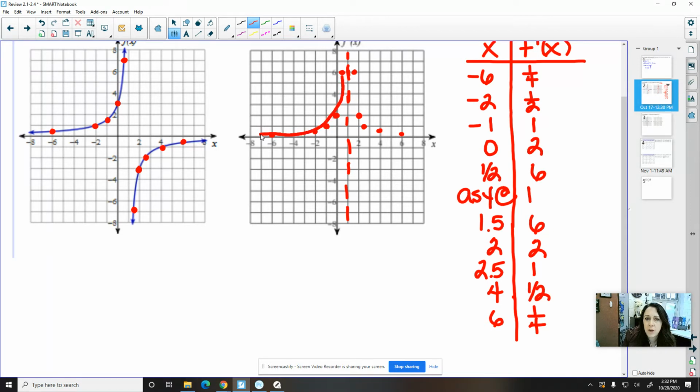Keep in mind I'm using my airliner, which is really hard to draw on. Okay, you get the idea. It kind of looks like a reciprocal function like what we have over here, but this part's flipped up.